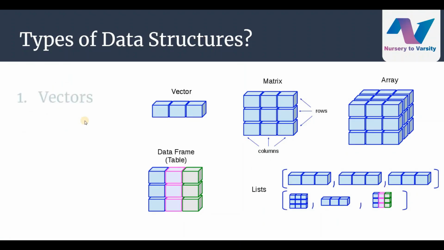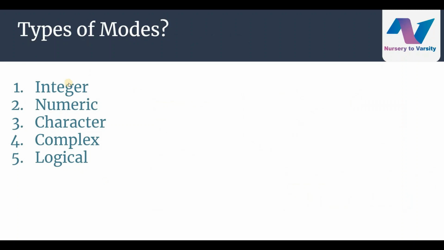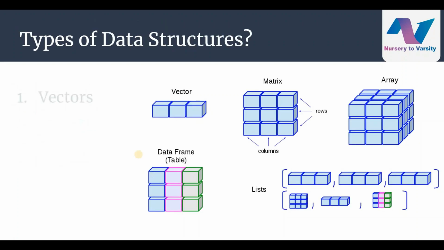Coming to the types of data structures. Number 1, vectors. Vectors are the basic data structure that contains values only in one dimension, and also all the elements should be of the same mode. So as already seen in these types of modes, you can see that a single vector can contain all the elements either of the integer data type or only of the numeric data type or only of the character data type and so on. So you cannot enter two values from different modes. You can enter only values from the same mode and that too in one dimension into the vector. So these are the basic data structures of R.